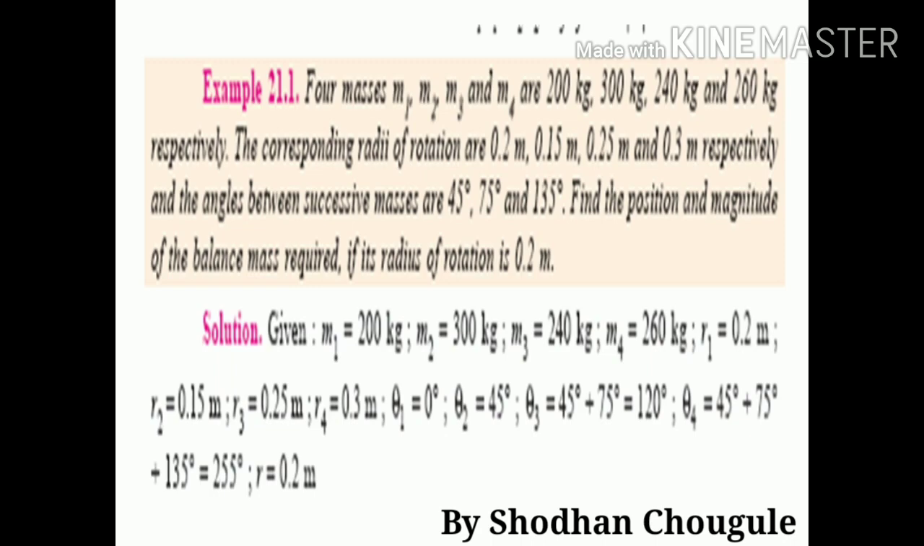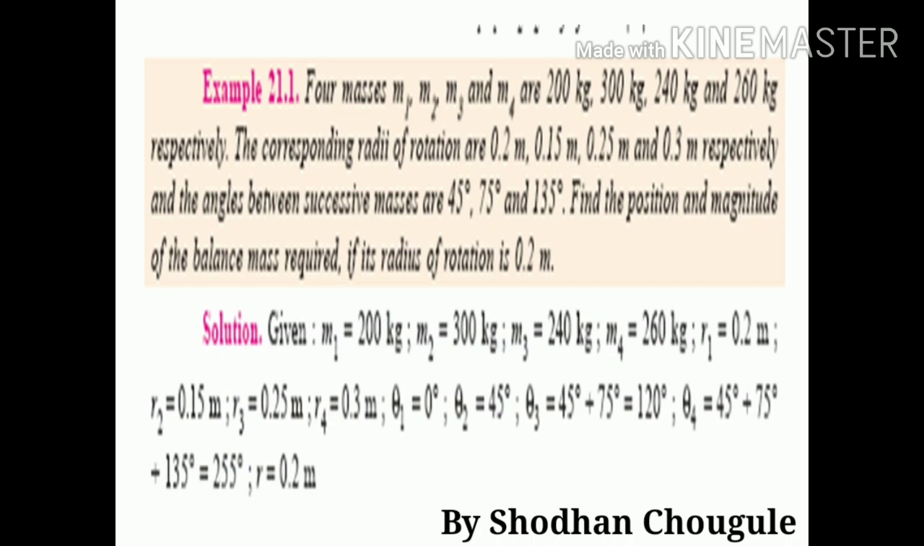Four masses M1, M2, M3 and M4 are 200 kgs, 300 kgs, 240 kgs and 260 kgs respectively. The corresponding radii of rotation are 0.2 meter, 0.15 meter, 0.25 meter and 0.3 meter respectively, and the angles between successive masses are 45 degrees, 75 degrees and 135 degrees. Find the position and magnitude of balanced mass required if the radius of rotation is 0.2 meter.